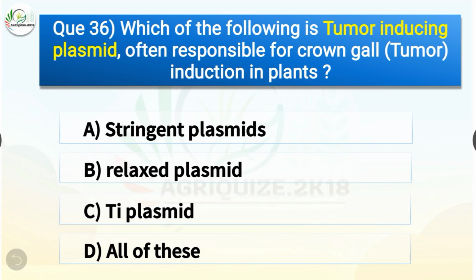Question number 36. Which of the following is tumor-inducing plasmid often responsible for crown gall induction in plants? The options are stringent plasmids, relaxed plasmids, TI plasmid or all of these. The correct answer is option C, TI plasmid. So TI plasmid is the tumor-inducing plasmid often responsible for crown gall induction in plants.